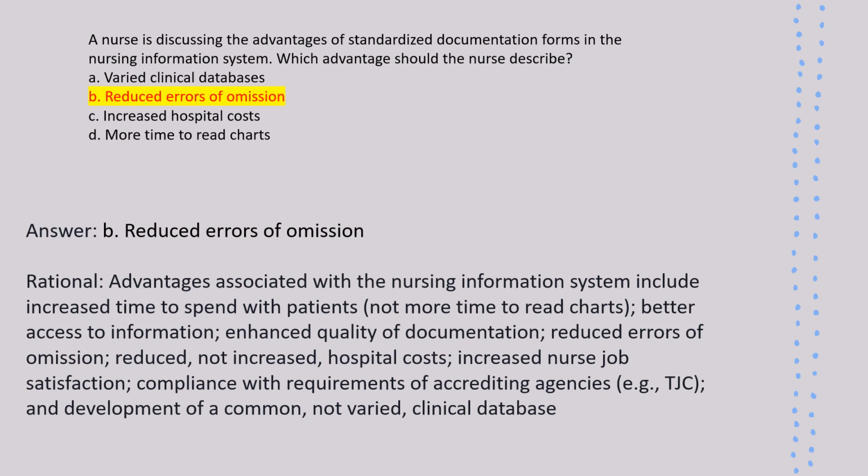Rationale: advantages associated with a nursing information system include increased time to spend with patients, not more time to read charts. Better access to information, enhanced quality of documentation, reduced errors of omission, reduced, not increased, hospital costs, increased nurse job satisfaction, compliance with requirements of accrediting agencies, e.g., TJC, and development of a common, not varied, clinical database.